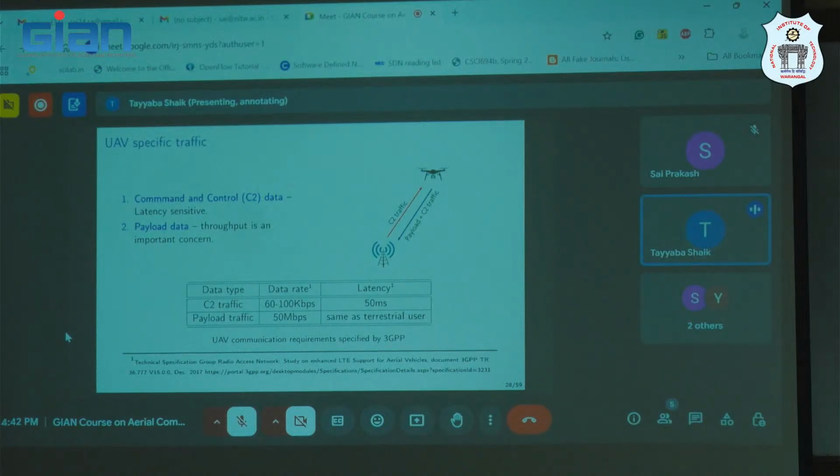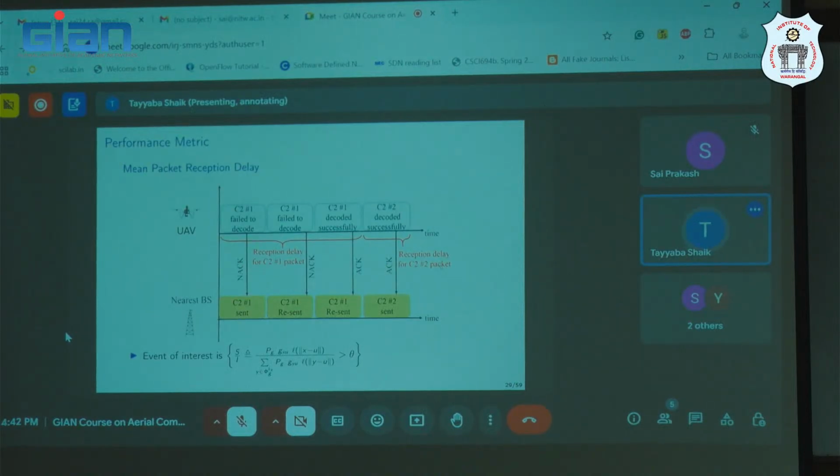Okay? So given this background, I'll now explain the metric delay that we have studied in this paper.